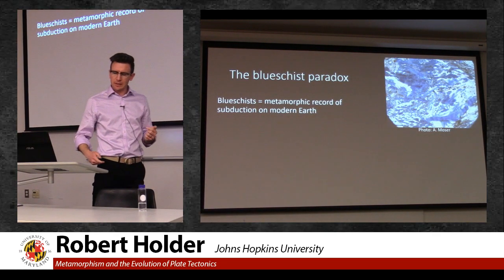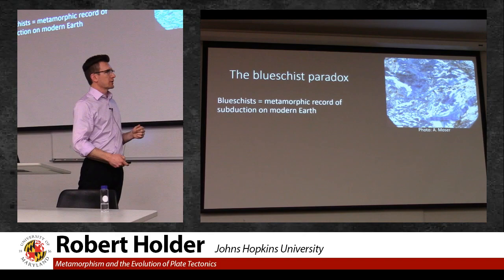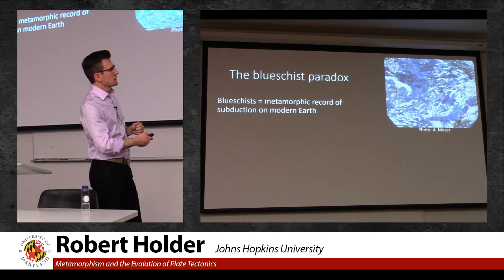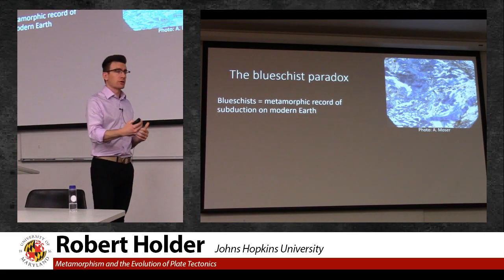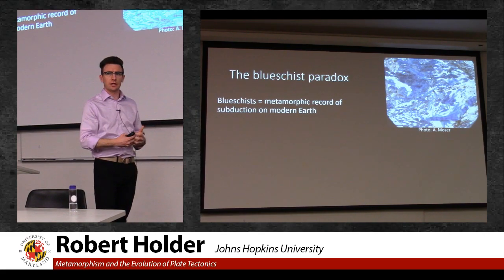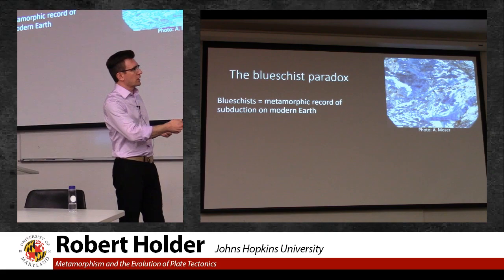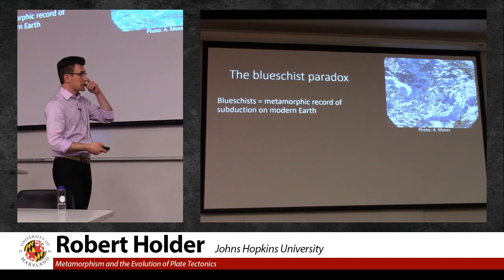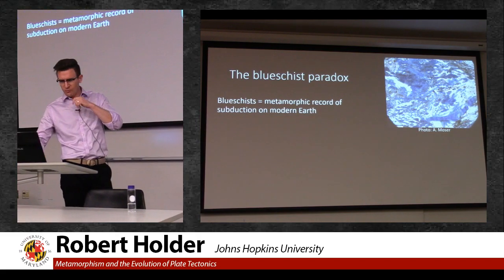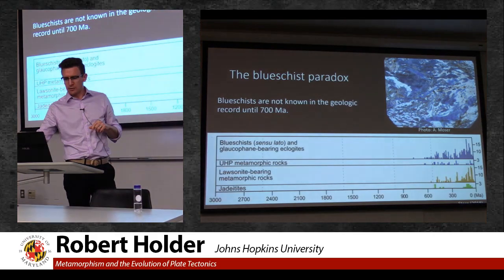But what I want to talk about today is a bit of a paradox in this record, and that's that blueschists, which today are interpreted to be the direct metamorphic record of subduction on Earth, a type of metamorphic rock that's called blueschist because it's characterized by these blue amphiboles. This is a photomicrograph as seen through the microscope. They don't really exist in the early Earth.